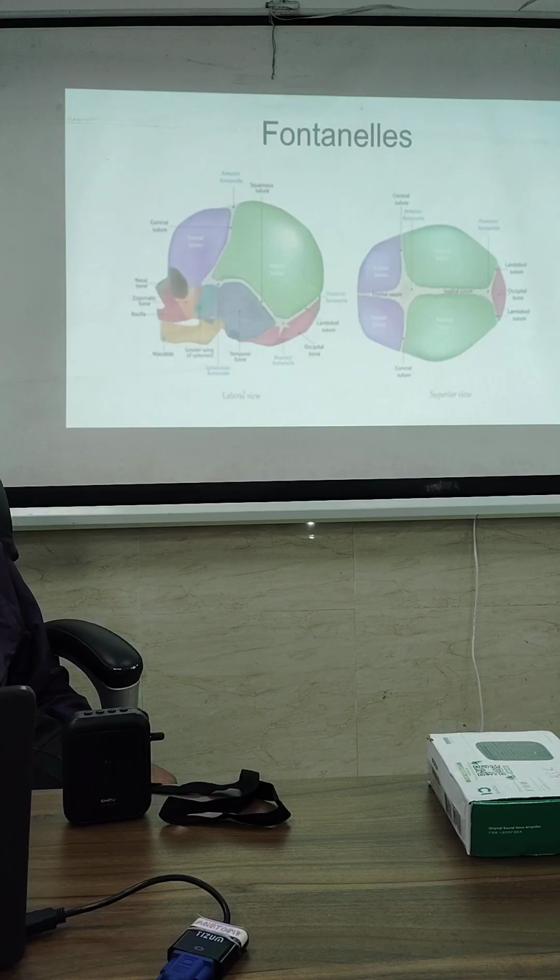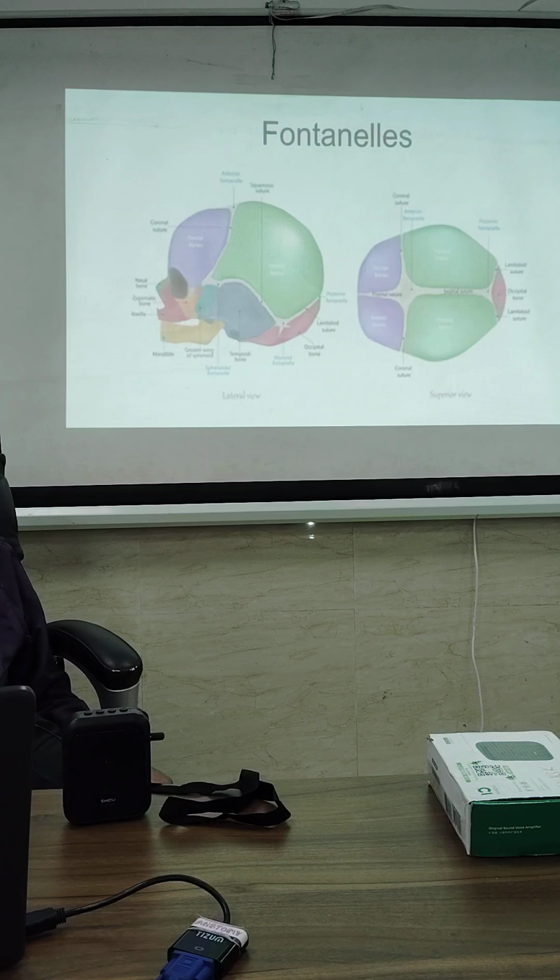At the junction of the frontal and parietal bones, there is the anterior fontanelle. At the lambdoid suture with the occipital bone is the posterior fontanelle, and at the anterolateral and posterolateral corners of the parietal bone there are the anterolateral and posterolateral fontanelles.